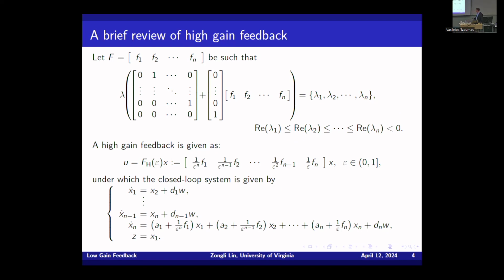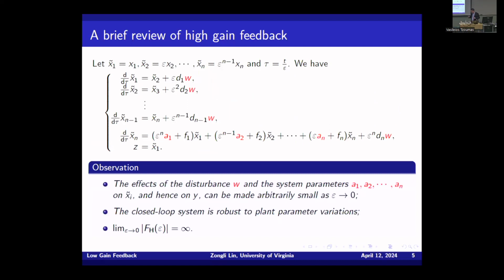Basically, there's a parameter here, epsilon, right? This we call a high-gain parameter. And we want to see how this looks. We carry out a state transformation. Basically, we keep the first state as is: x1 is still x1 tilde, right? And the second state, I scale it down by epsilon. The next state will be epsilon squared, and the last state will be epsilon to the power n minus 1. So I scale down all these states, right?